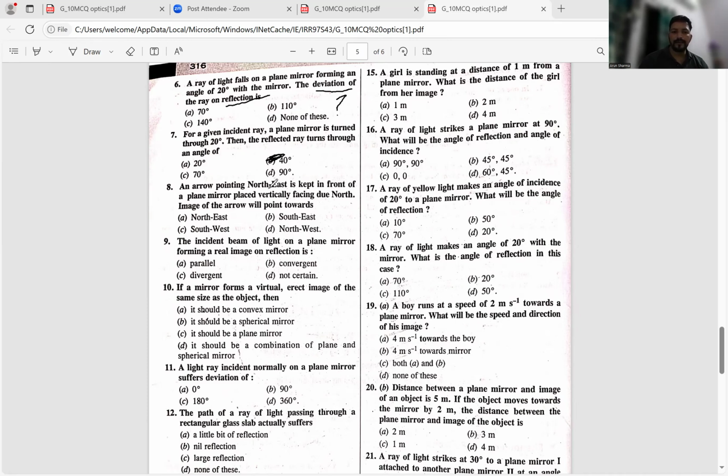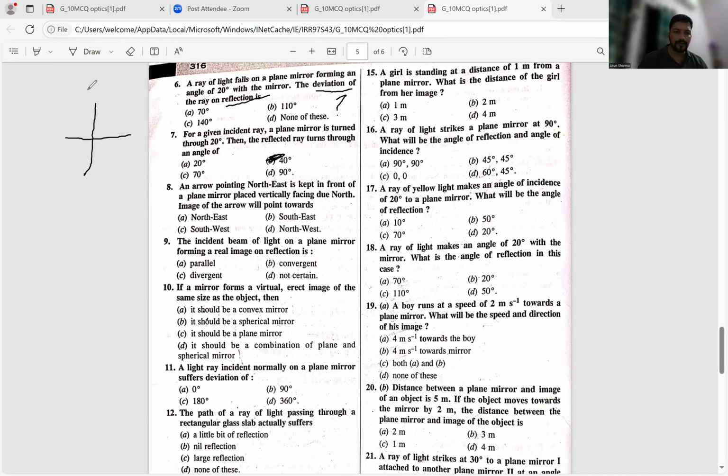And now we move on to the next one. The arrow pointing northeast is kept in front of the plane mirror, placed vertically facing due north. The image of the arrow will point toward which direction? So what is the right answer? Listen carefully. The arrow pointing northeast.